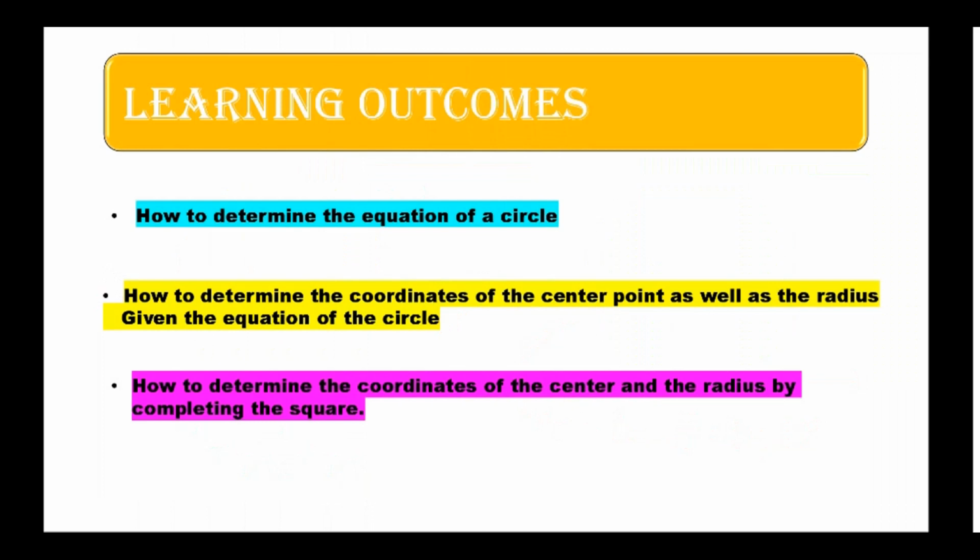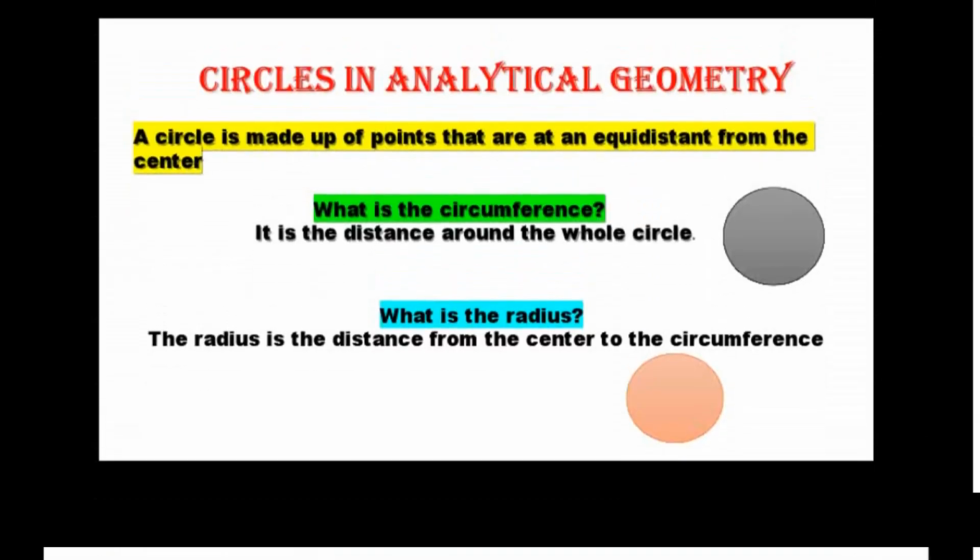And lastly, you should be able to determine the coordinates of the center and the radius by completing the square. So after watching my video, you'll be able to determine the equation of a circle given the two scenarios that I mentioned, determine the coordinates of the center point as well as the radius given the equation of a circle, and determine the coordinates of the center and the radius by completing the square. Alright, so keep it locked to the video.